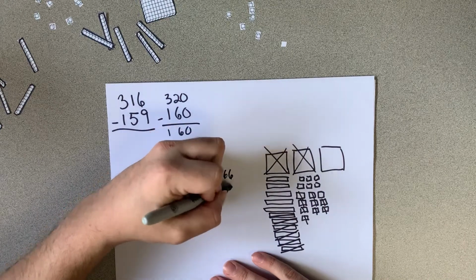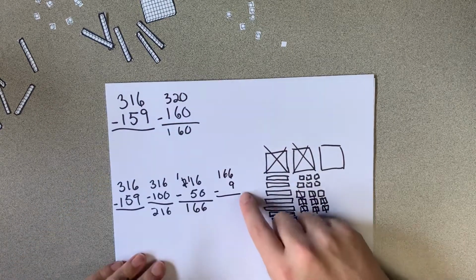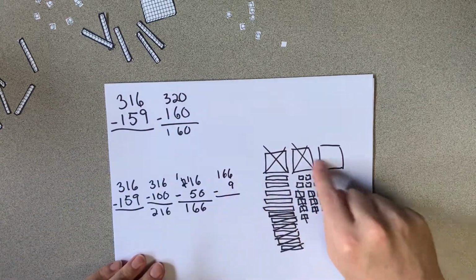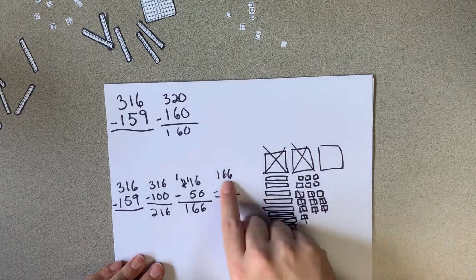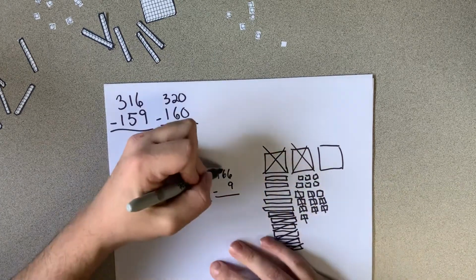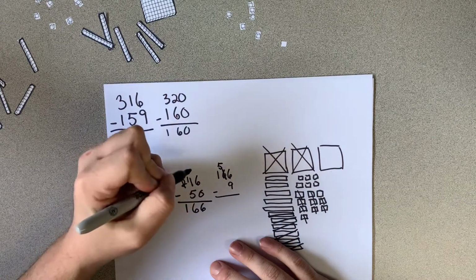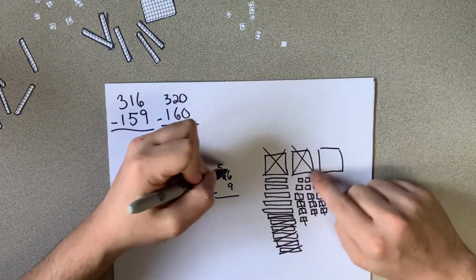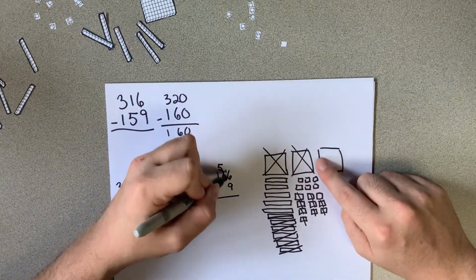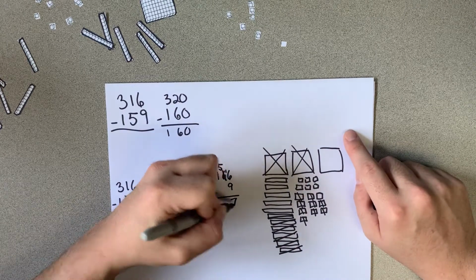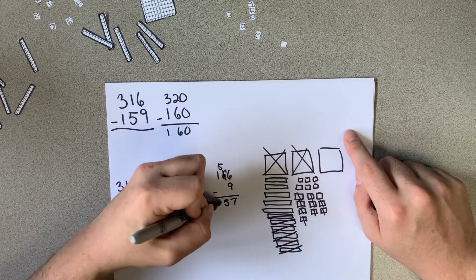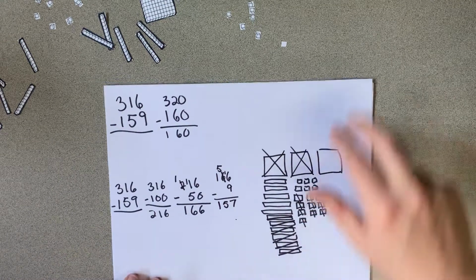From 166 I need to take away 9. And same thing, when I had 6 1s, I needed to take from a 10, leave me with 5, and I ended up with 16 total 1s. So 16 minus 9 is 7. Bring down the 5 and bring down the 1, and I get 157.